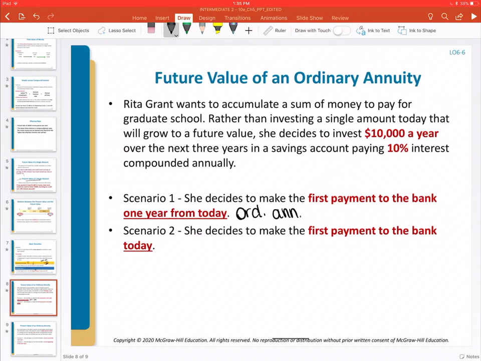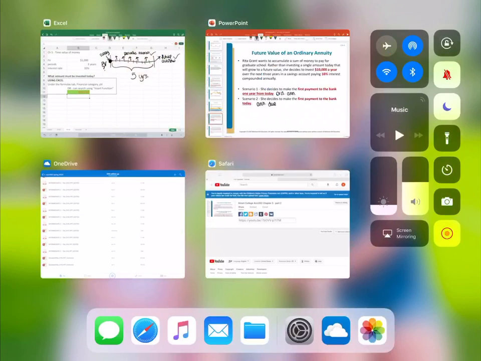And then we're going to do it again, scenario 2, and we're going to see what the differences are if she decides to make the first payment on day 1. And when the payment is made on day 1, that's going to be an annuity due. So that's the scenario that we're going to then carry into our Excel spreadsheet.